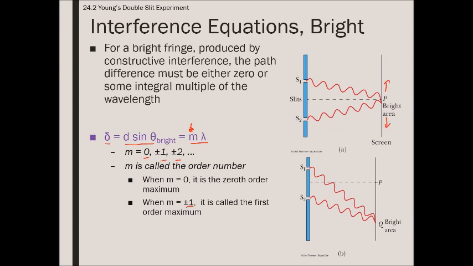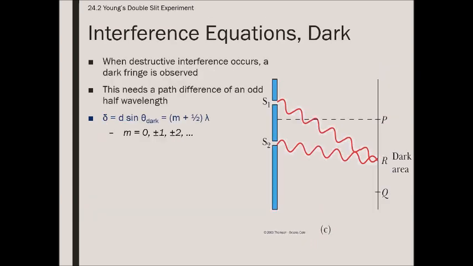When m is 1, it's called the first order maximum. When m is plus or minus 2, it's called the second order. When m is plus or minus 3, it's called the third order. And when it's 0, it's called the 0th order maximum. For the dark interference, it should be no surprise. Like we saw for sound, it's m plus a half, times lambda, equal to our path length difference, where m is again some integer.